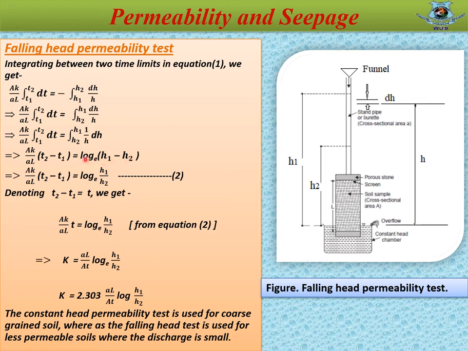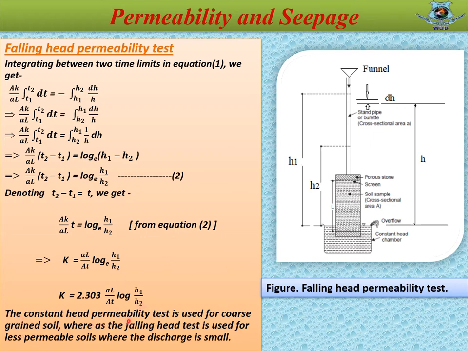From this equation we can write aK by AL into (t2 minus t1) equal to log e h1 by h2. If we write t2 minus t1 equal to t, we get aK by AL into t equal to log e h1 by h2. Rearranging for K, we can write K equal to aL by At log e h1 by h2. Again we know log e equal to 2.303 log 10. So finally we have K equal to 2.303 aL by At log 10 h1 by h2.